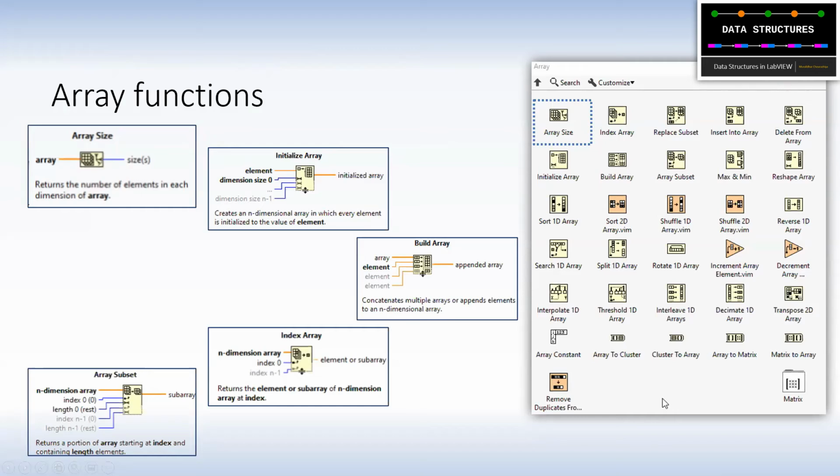For example, if you have an array of 6 numbers, it will output 6 from this function. So if you don't know how many points are there in your array and you want to know it programmatically, then you just use this function and it will give you the size of your array. Okay. So next one is initialize array.